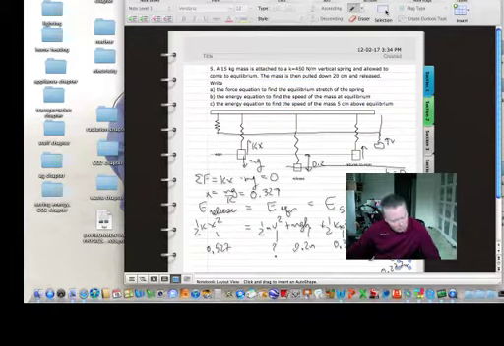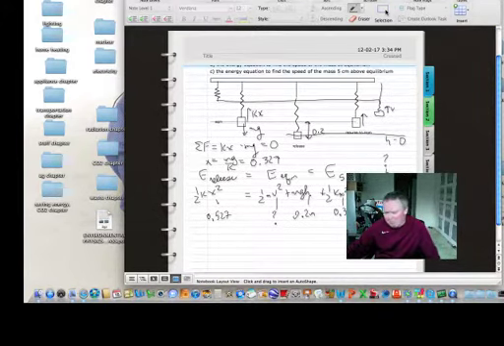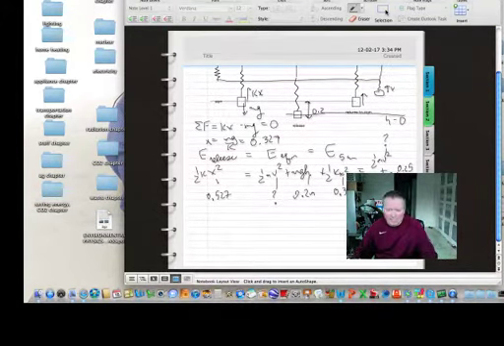So, definitely complicated, but it just requires a bit of attention to detail. And a good diagram is helpful too.